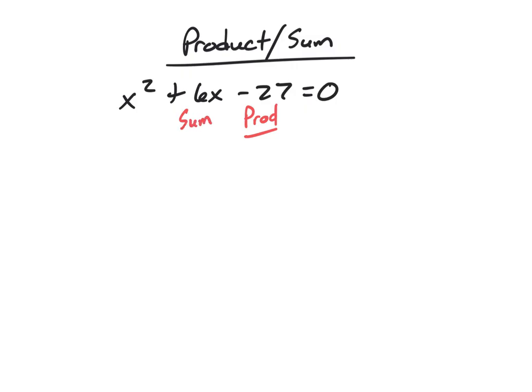And product means multiply. So I need two numbers that multiply to get me -27, and they add up to be 6. Like I said, I call it product and sum, and whatever anybody calls it, it's the same idea. Two numbers that multiply to get the C value and add to get 6.